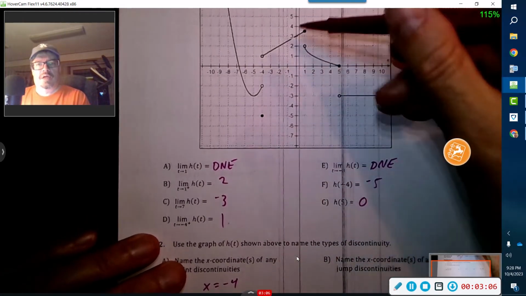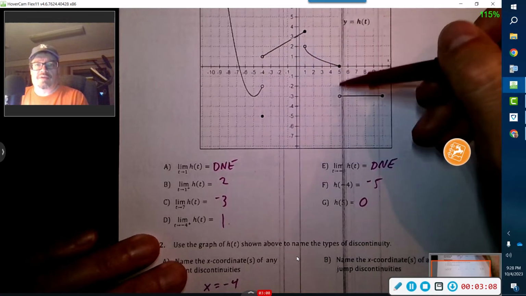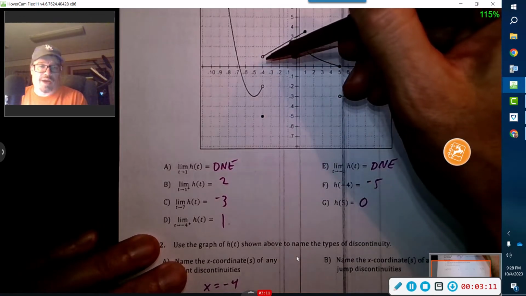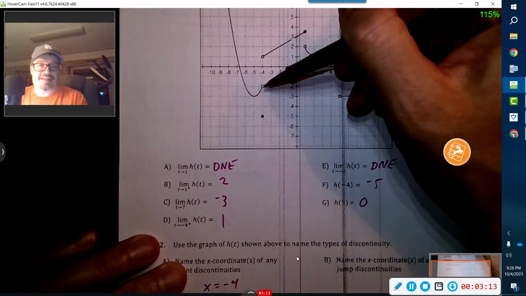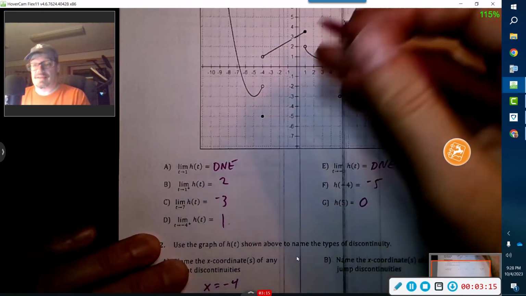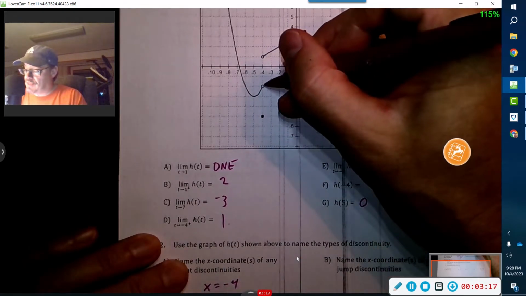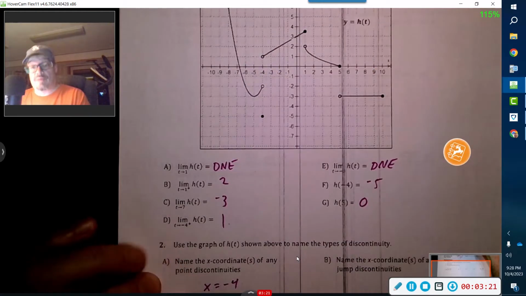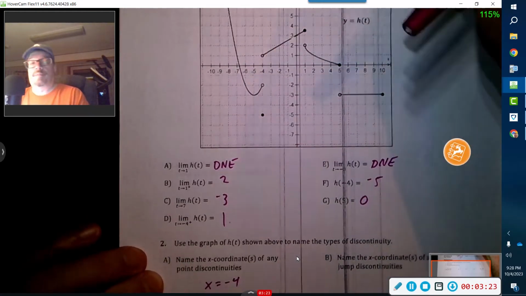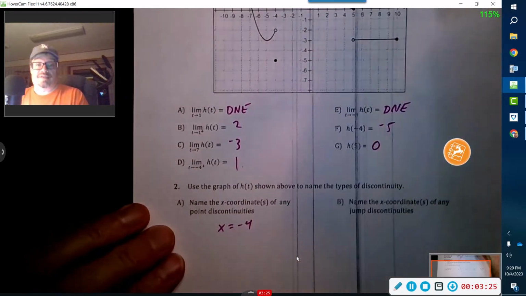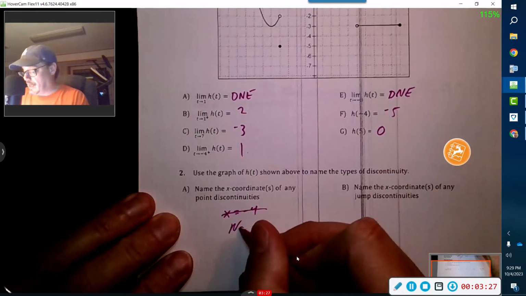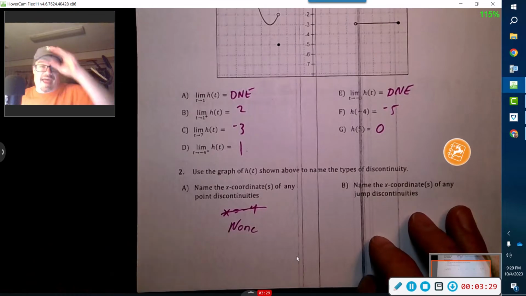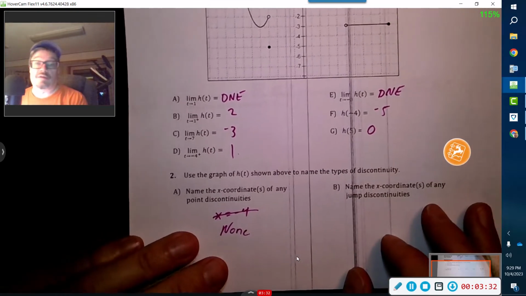Well, this is jump discontinuity here, but this would be a point discontinuity if this and this were connected. If this guy sloped down to here and it was open and then we had this filled in, then we would have point discontinuity. But right now as it is, it's still jump discontinuity. So there is actually none that have point discontinuities here, okay?